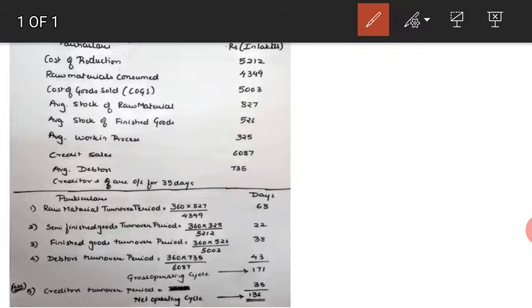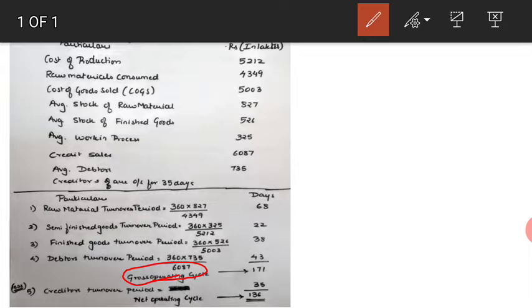With this, we are done with all the assets, all the current assets turnover period, that is raw material turnover period, semi-finished goods or work in process turnover period, finished goods turnover period and debtors turnover period. Now take the summation or add all these 4 turnovers to get the gross operating cycle. So 68 plus 22 plus 38 plus 43 gives you 171, which is your gross operating cycle.